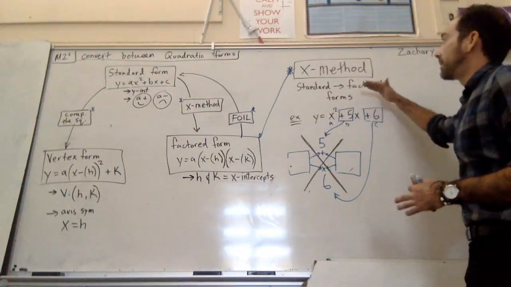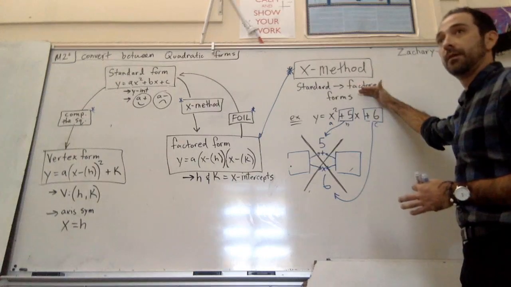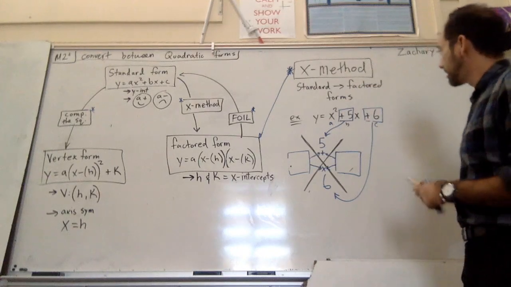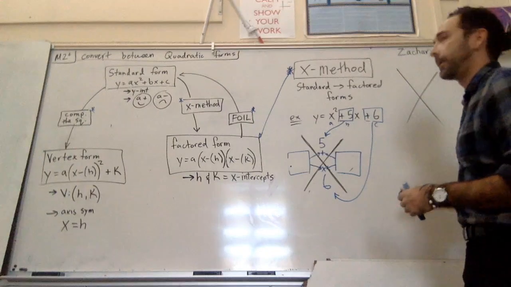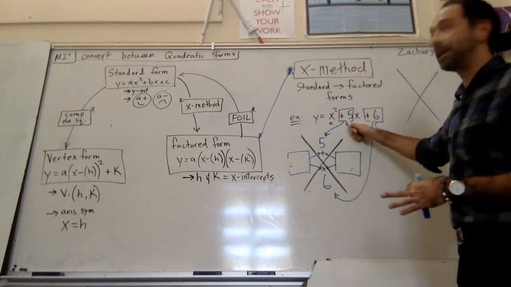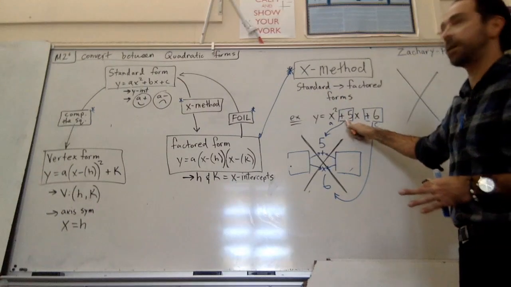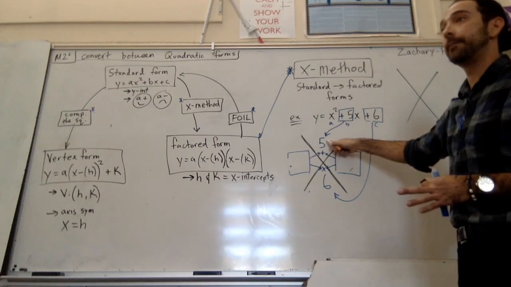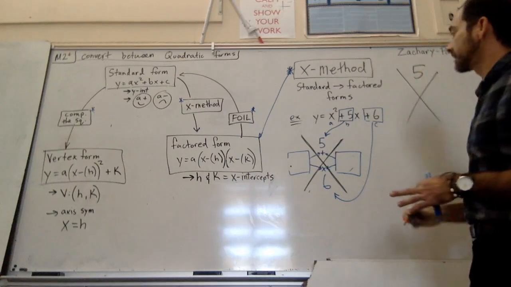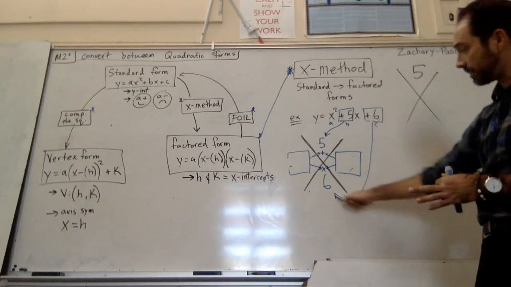But we want to know how to do the X method, going from standard to factored form. The first step is draw a big X. That's an easy step. Check. Got it. You take your B value. So we're going from standard form, so in standard form, our B value is right in front of the X. You put it on top. So I put the 5 on top. You take your C value. That's the constant. Put it on bottom.